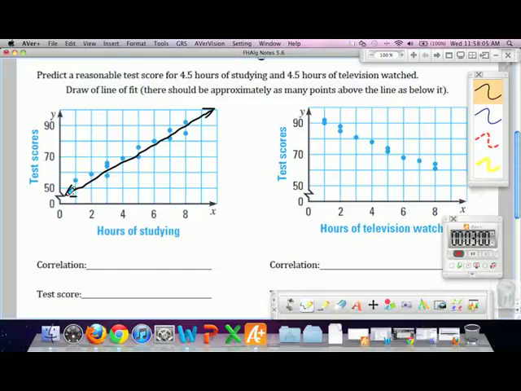What kind of correlation does this data seem to have? Positive. This seems to have positive correlation. The data seems to be going up as we go through.